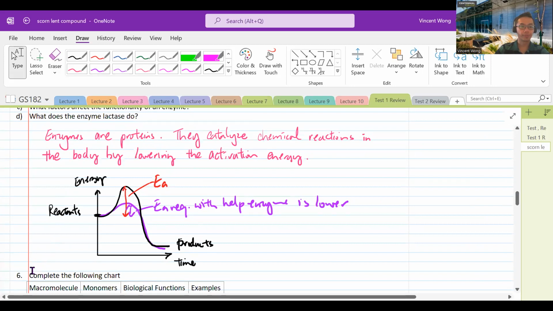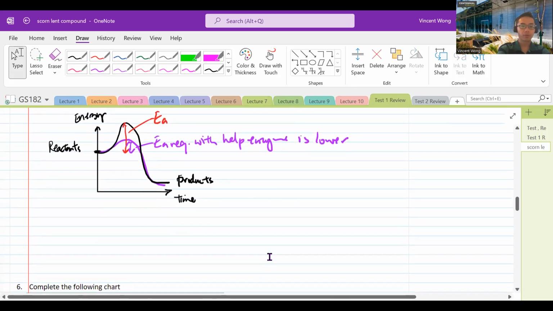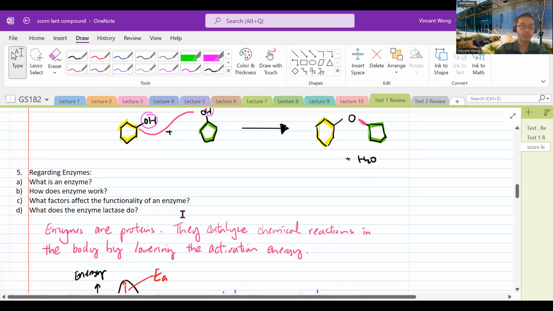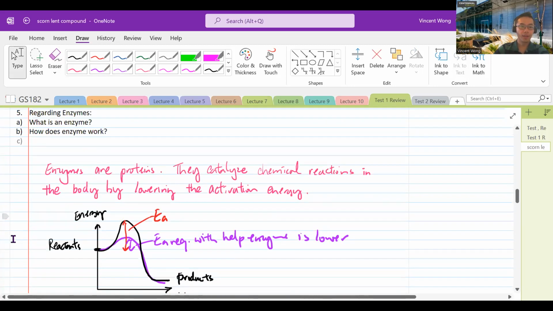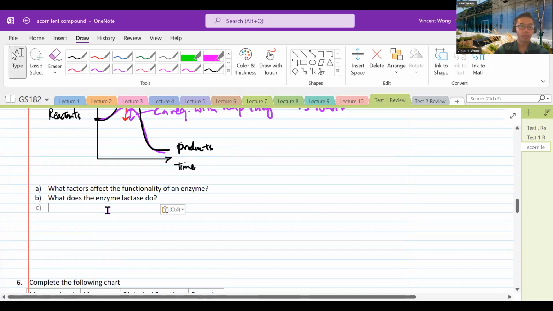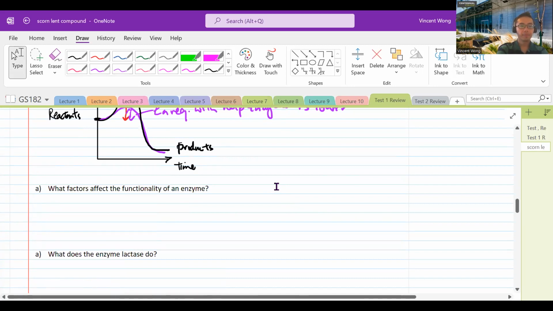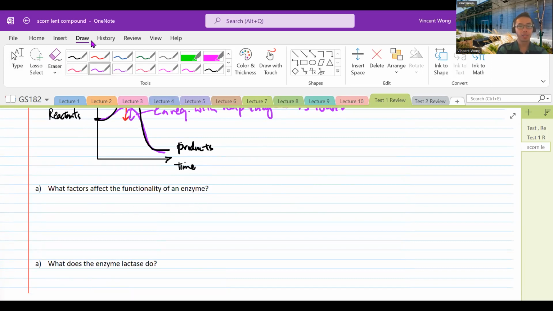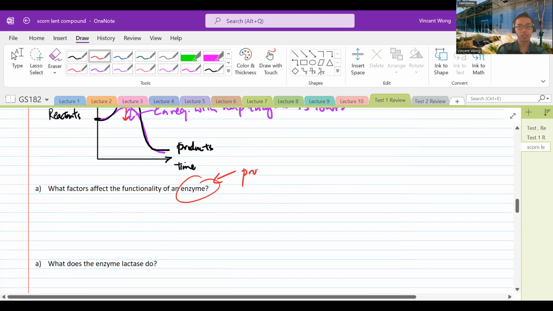Next question. What is the next question? The next question is, what factors affect the functionality of an enzyme? Anybody? Yep, very good, Gorinda. This is a protein, as many of you mentioned. Protein is very sensitive to various factors that would affect its shape. If you change the shape of a protein, you affect its function. So we are thinking about factors that would affect the shape of the protein.